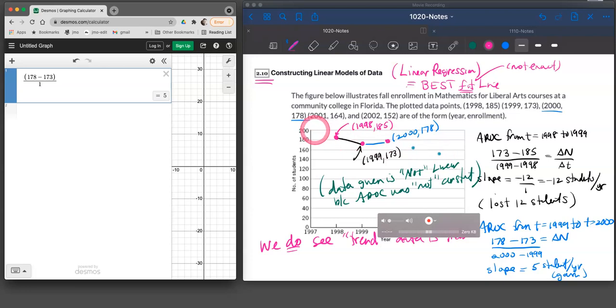So what we want to do when we do a best fit line is to come up with a line of a single slope that will hopefully best fit this data. Okay, so that's what we're going to do now.